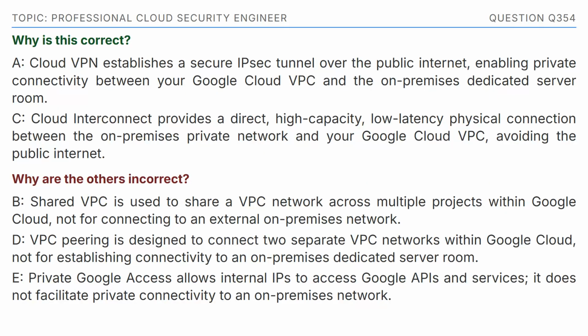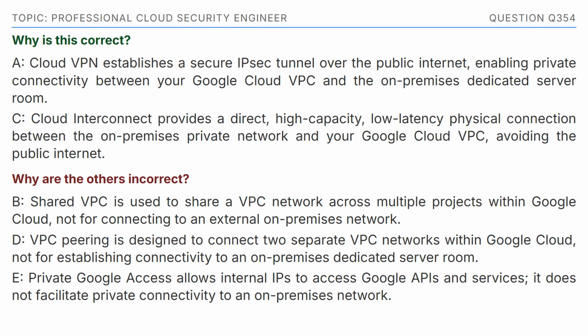Why is this correct? A. Cloud VPN establishes a secure IPsec tunnel over the public internet, enabling private connectivity between your Google Cloud VPC and the on-premises dedicated server room. C. Cloud Interconnect provides a direct, high-capacity, low-latency physical connection between the on-premises private network and your Google Cloud VPC, avoiding the public internet. Why are the others incorrect?